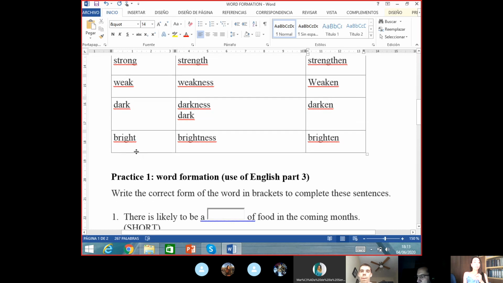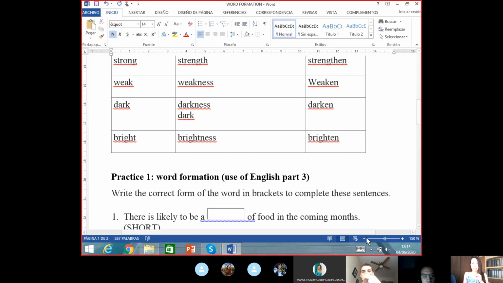Okay, and the last one would be bright, which is brillante. Okay, brightness would be brillo, brighten, alumbrar, hacer brillar, brillar. Okay, there are many verbs in English having this meaning of brillar.